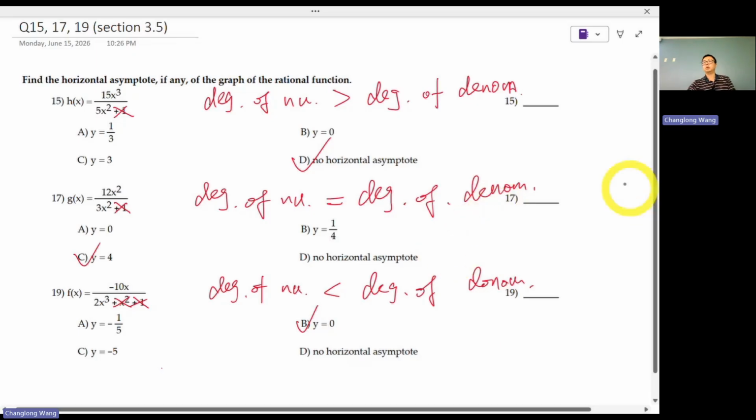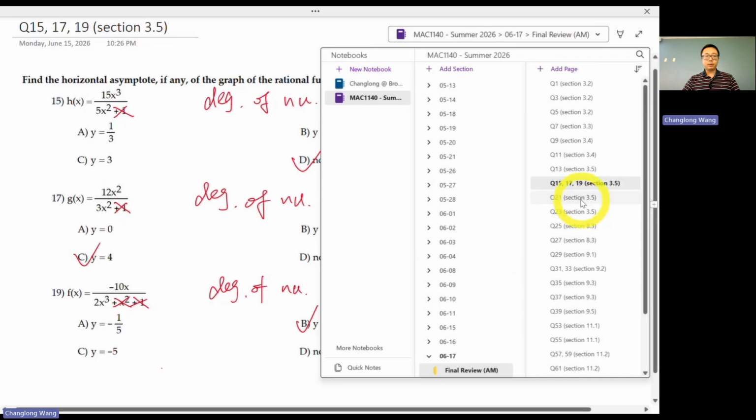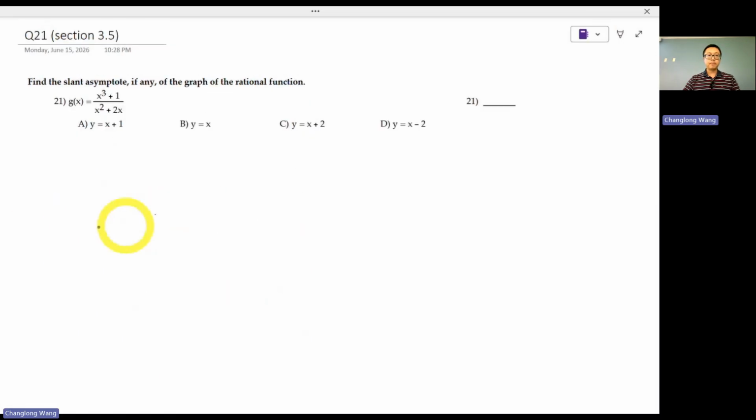So I'll say that those are the only 3 cases for the HA, okay? So at the end of the day, you're comparing the degrees, right? And you only have to find the HA by finding the ratio of the leading coefficients when the degrees of the numerator and denominator are the same, okay? So let's see, probably one more question.